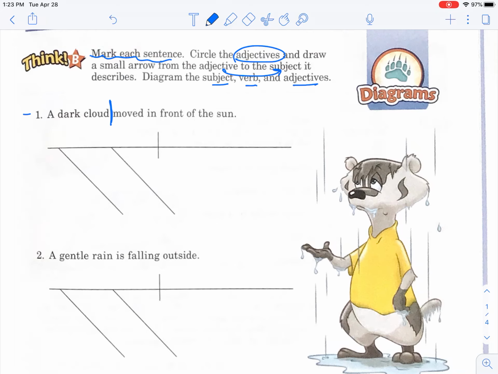So what else do we need to mark? Do you remember? Let's go with the basics. What is the noun? What's doing the action in that sentence? The cloud. There's the subject. What are they doing? They moved. That's the verb. Now let's find some adjectives to describe the cloud.